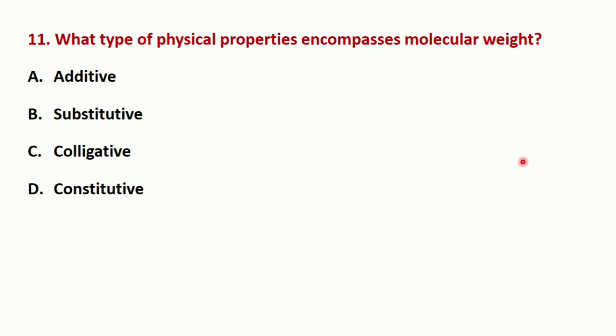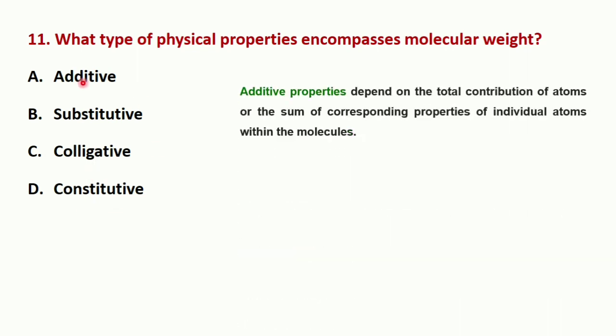Next question: what type of physical property encompasses molecular weight? Which property is it, additive, substitutive, colligative, or constitutive property? As we know, the additive property influences the physical property of molecular weight. Additive properties depend on the total contribution of atoms, the sum of the corresponding properties of individual atoms within the molecule. By totaling all the atoms present in the compound, it represents the molecular weight.